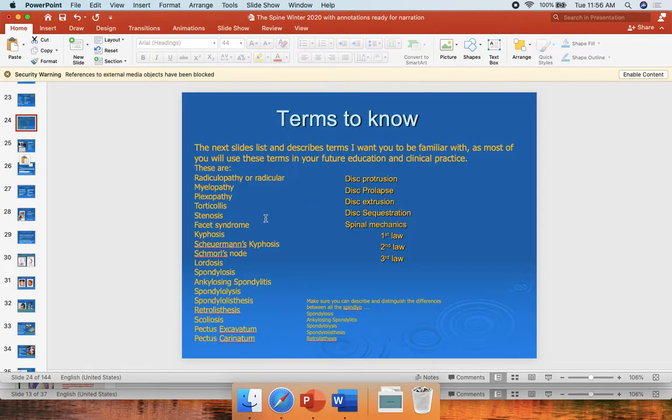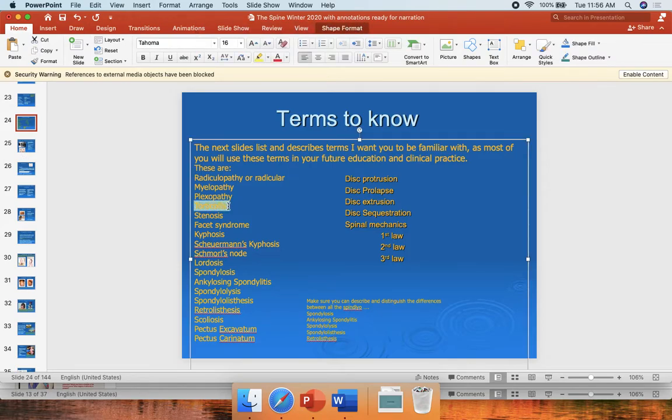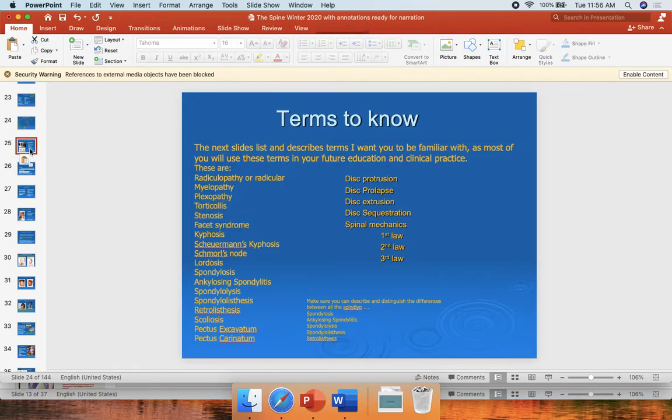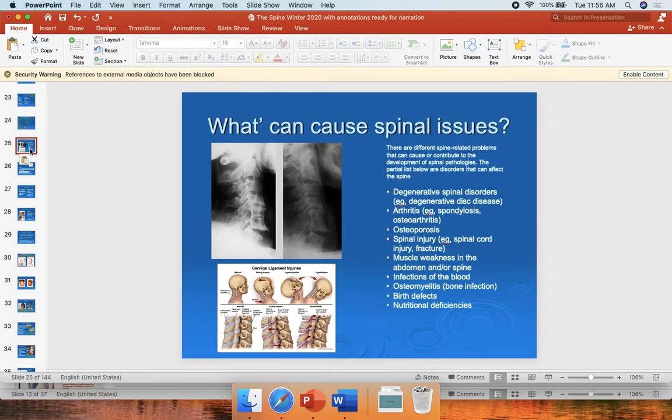This next short video will be covering the next portions of this slide: torticollis, stenosis, and facet syndrome. Before we dive into torticollis, just a quick note.